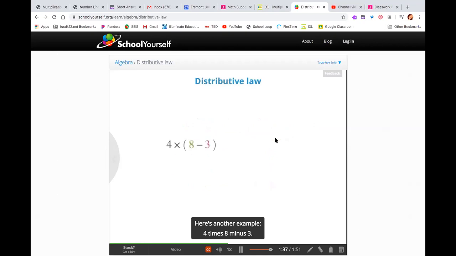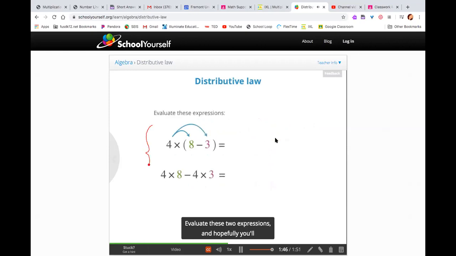difference. Here's another example. 4 times 8 minus 3. Distributing, we get 4 times 8 minus 4 times 3. Evaluate these two expressions, and hopefully you'll get the same result for each one.